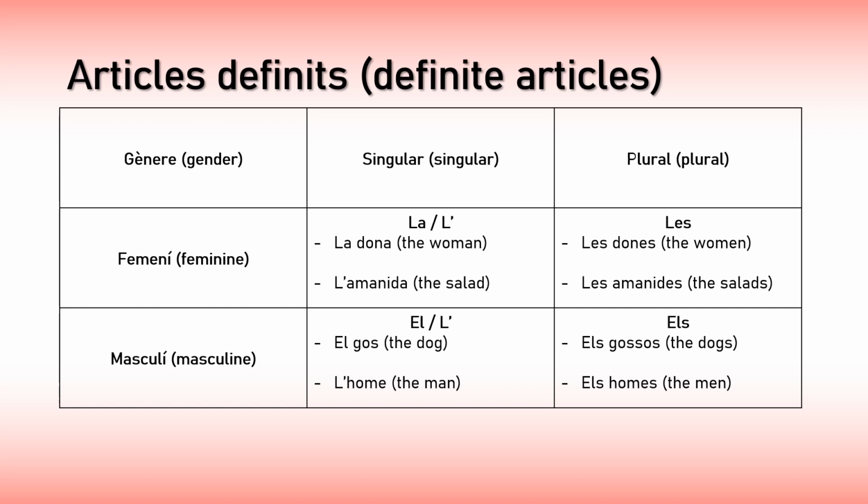For masculine, instead of la, you say el gos, and l'home. For singular, as you can see, you also use an apostrophe in some cases. I will explain where you should use apostrophes later on, don't worry about that. So lastly, for masculine and plural words, you use the definite article els gossos, els homes.